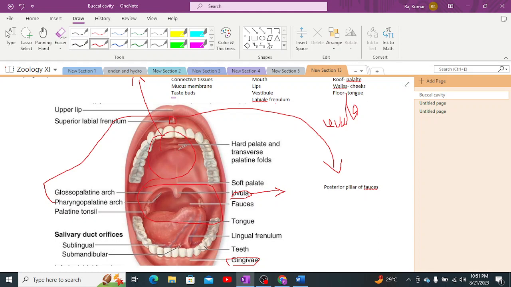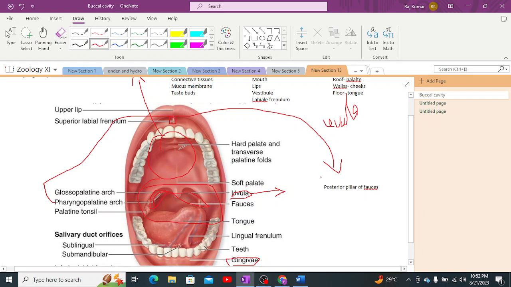Whenever we swallow or yawn, this allows the movement of the soft palate, and it supports the downward part. That is the major function as written in our book. After which we have the palatopharyngeal arch, which is also known as the pharyngopalatine arch. Both are the same thing.